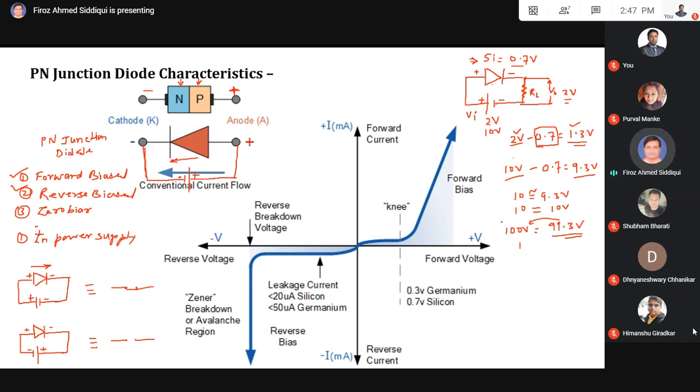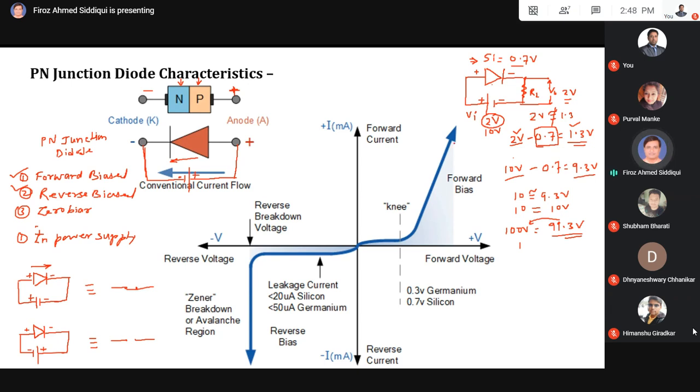If the voltage is less, for example, in this case it is 2 volt, then we have to consider the diode as a practical diode, not the ideal diode, because this 2 volt in comparison with 1.3 volt, you cannot neglect this 1.3 volt, or you cannot say this 2 volt is nearly equal to 1.3 volt, because it is not. This 2 volt is not equal, or not even nearly equal, to 1.3 volt. So you cannot take the diode as an ideal diode in this case.